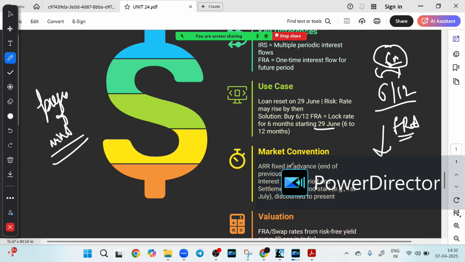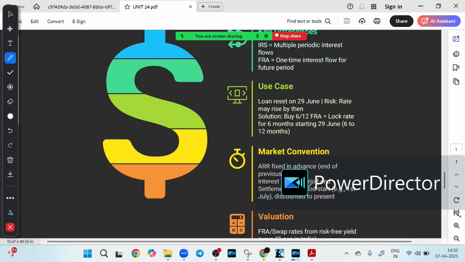So if we talk about the market convention, see how it is done. Rate is fixed in advance, based on the end of the previous period, right? Interest is paid at the end of the FRA period. Remember, whatever interest payment is done, it is paid at the end of the FRA period. But interestingly, payment is settled at the start of the FRA period and discounted back to present. This is how the market convention works.